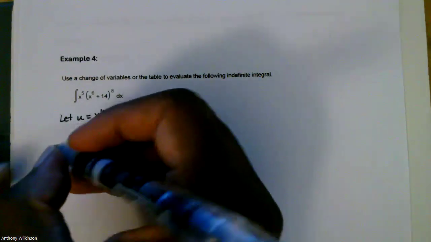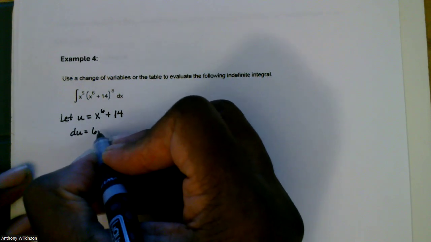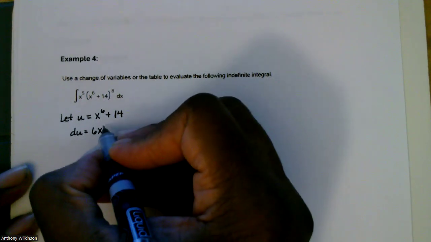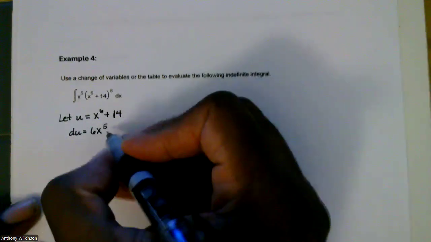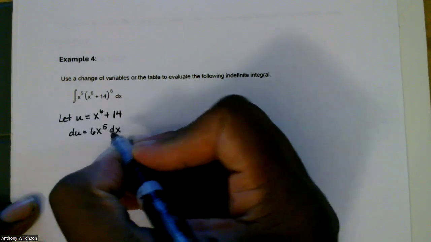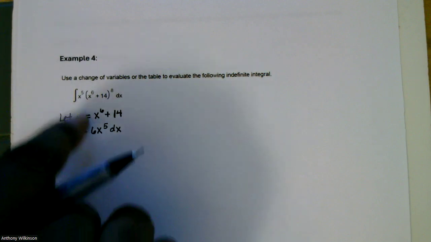And then du, take its derivative, bring the 6 down, so it'll be 6, copy the x over to the 1 less power. So 6 minus 1 would be 5. So du will be 6x to the 5th times dx. So as you can see, I have almost this right here. I do have the x to the 5th dx.